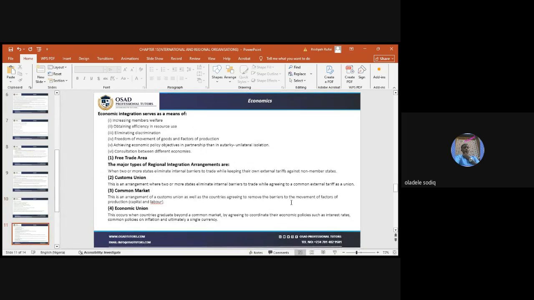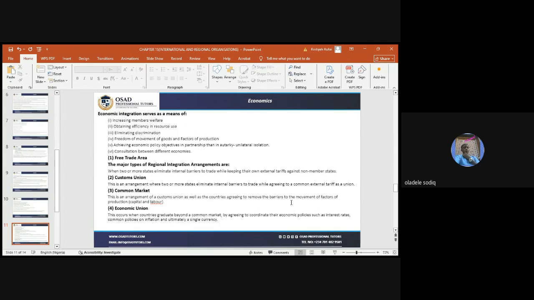So economic integration serves as a means of what? Number one, it serves as a means of increasing members' welfare. It also serves as a means of obtaining efficiency in resources.